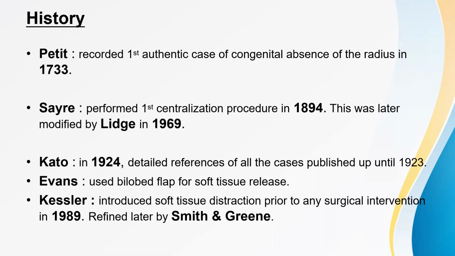in a detailed reference and published them. Evans used a bilobed flap for soft tissue release, and he was the first one to advise that principle. Kessler introduced his soft tissue distraction prior to any surgical intervention concept in 1989, and this was accepted and refined later on by Smith and Green and gained more acceptance over time.